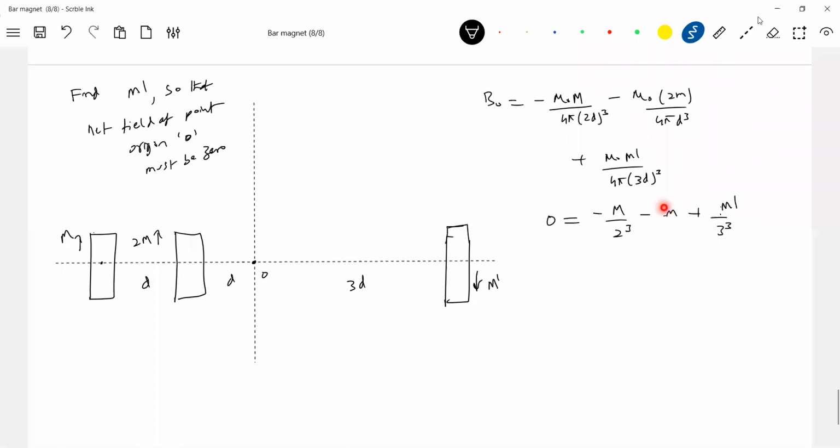So like this, there are some different things. I think you should do one thing: randomly assume 5-6 problems on your own, with different orientations. Keep this topic aside. If they ask you the field due to more than one bar magnet, with this approach I can find it out. If they ask you something arbitrary, then you have to go for that particular formula.